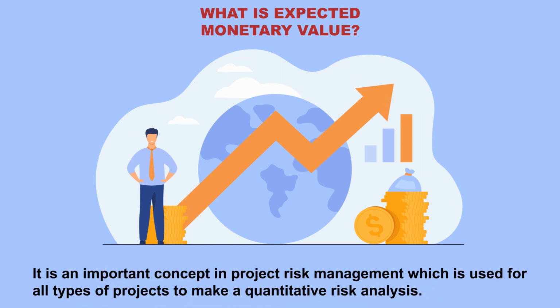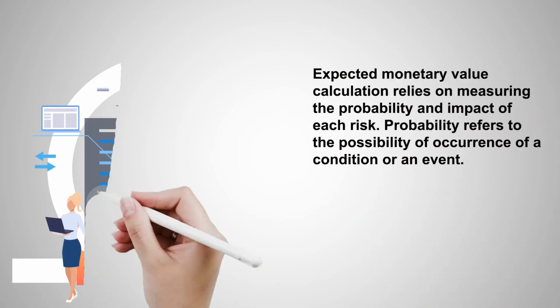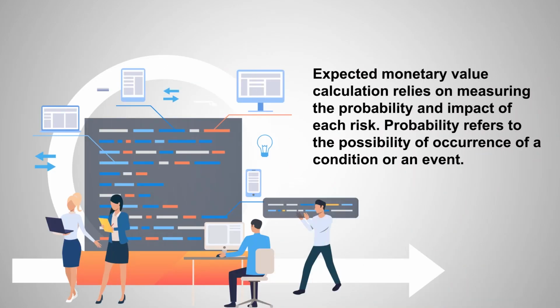It is an important concept in project risk management which is used for all types of projects to make a quantitative risk analysis. Expected monetary value calculation relies on measuring the probability and impact of each risk. Probability refers to the possibility of occurrence of a condition or an event.